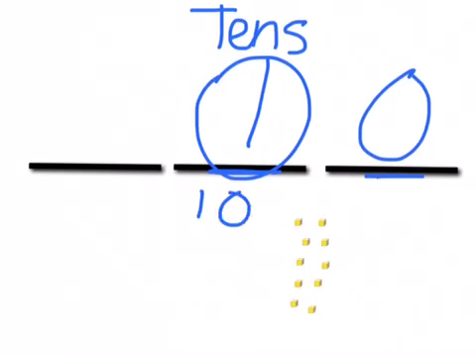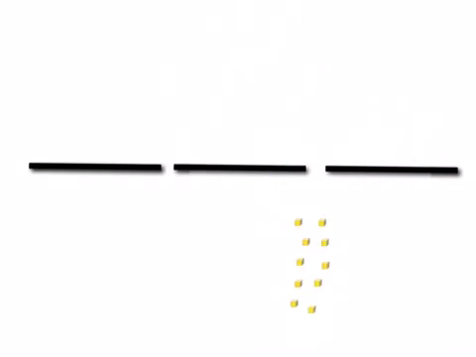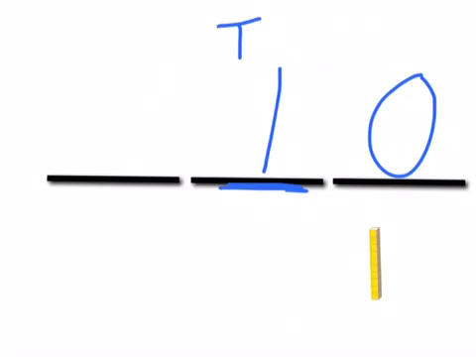Let's have a look a little bit more. This counter here represents 10 because it has 10 little cubes all stuck together. So that is 10. Okay, we just saw how we write the number 10. And we know that even though there's a 1 in this column here, in the tens column, its value is 10.